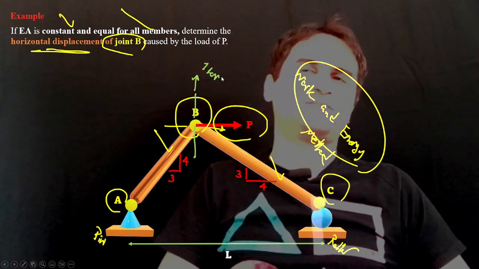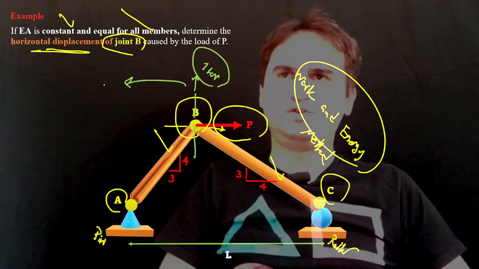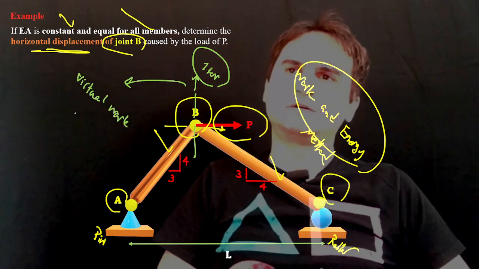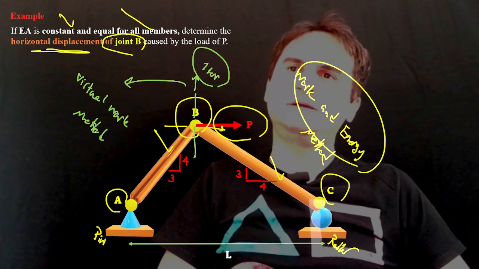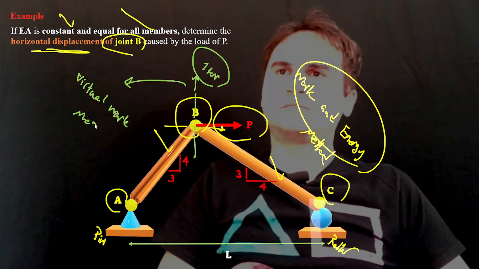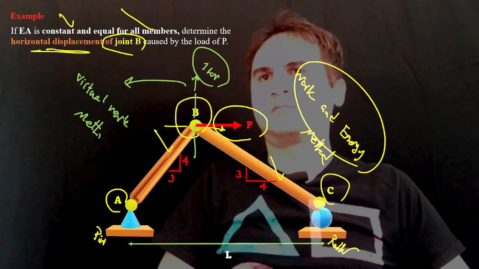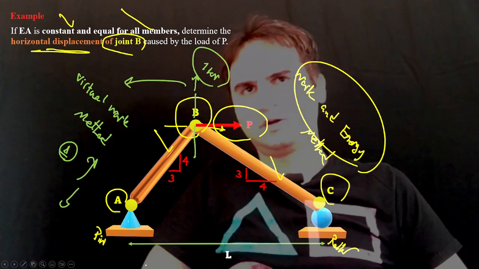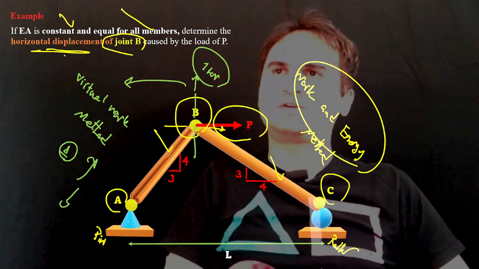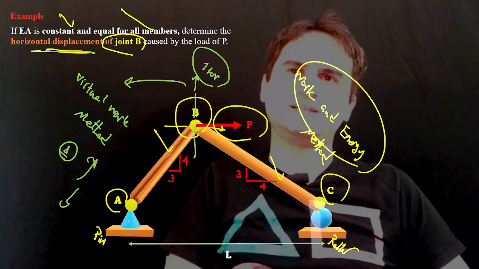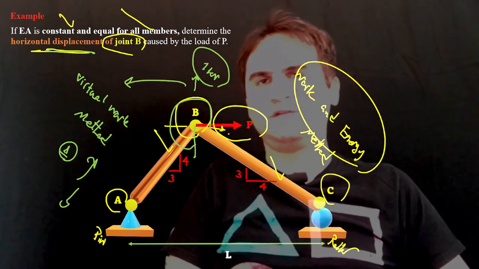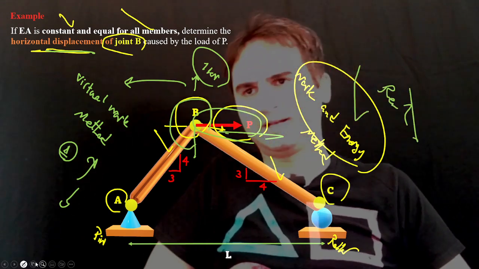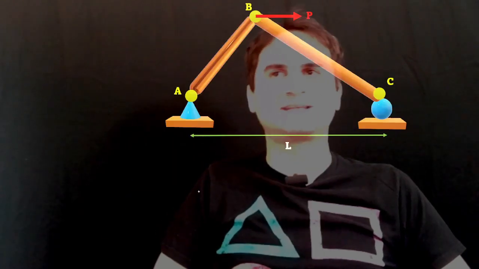neutral force and then calculate delta y direction here, downward. But because we want to calculate the horizontal displacement at joint B, and at the same time we have a horizontal force, the work and energy force method is enough to solve our problem. Let's attempt the problem.